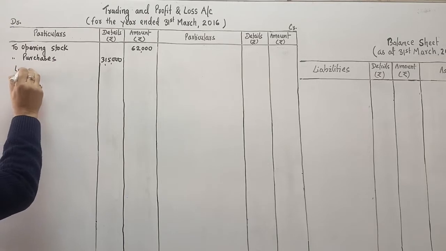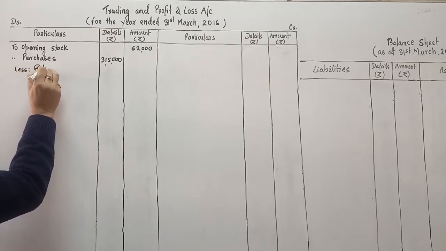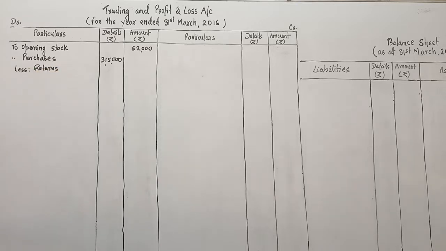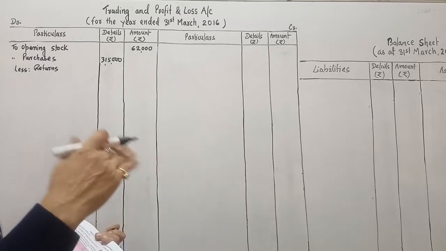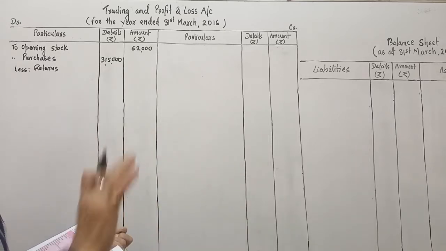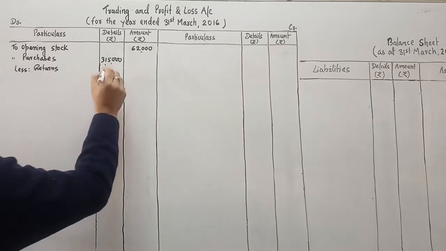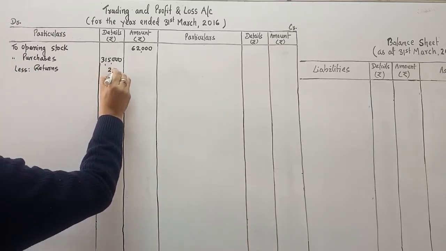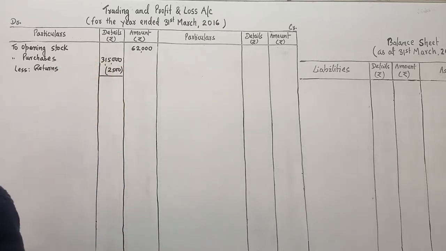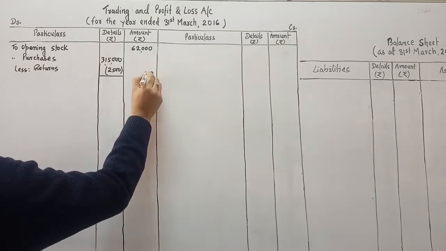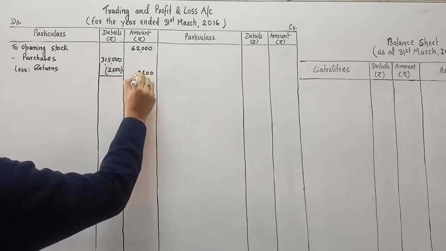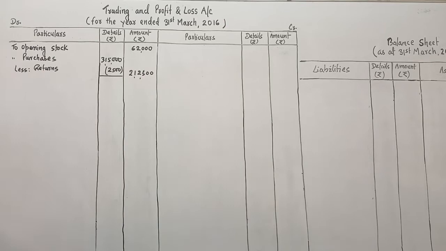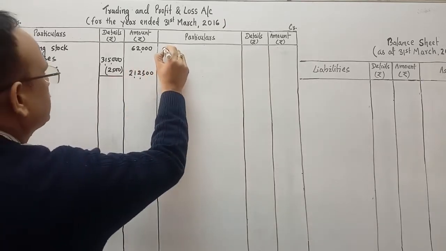Less returns. Returns is given on both the debit and credit sides of the trial balance. Purchase return has a credit balance and sales return has a debit balance. So the return which is given in the credit is purchase return. 2500 is purchase return. So we will deduct this amount from purchase to get the net purchase. So it is 2,12,500.